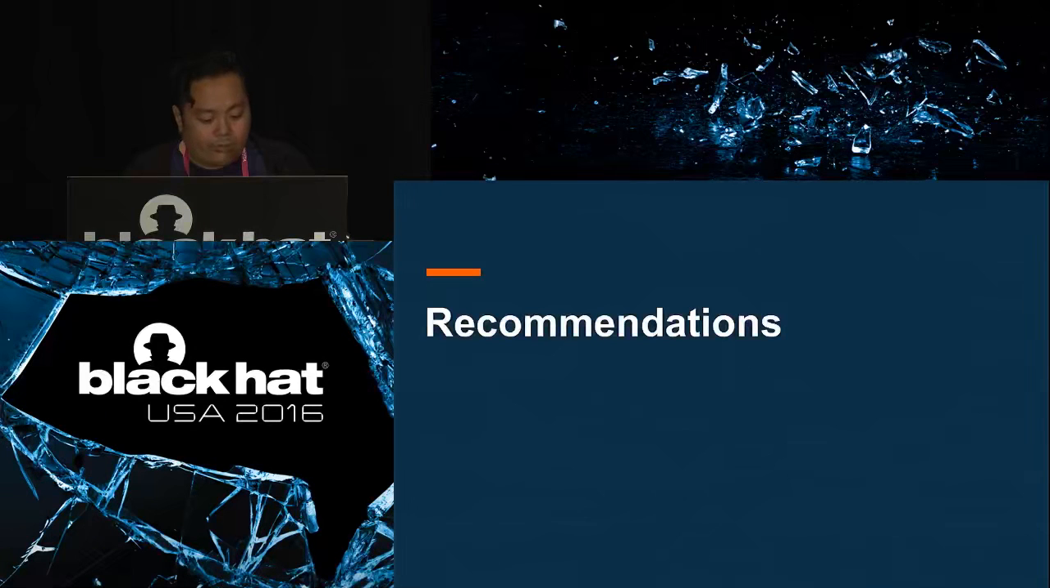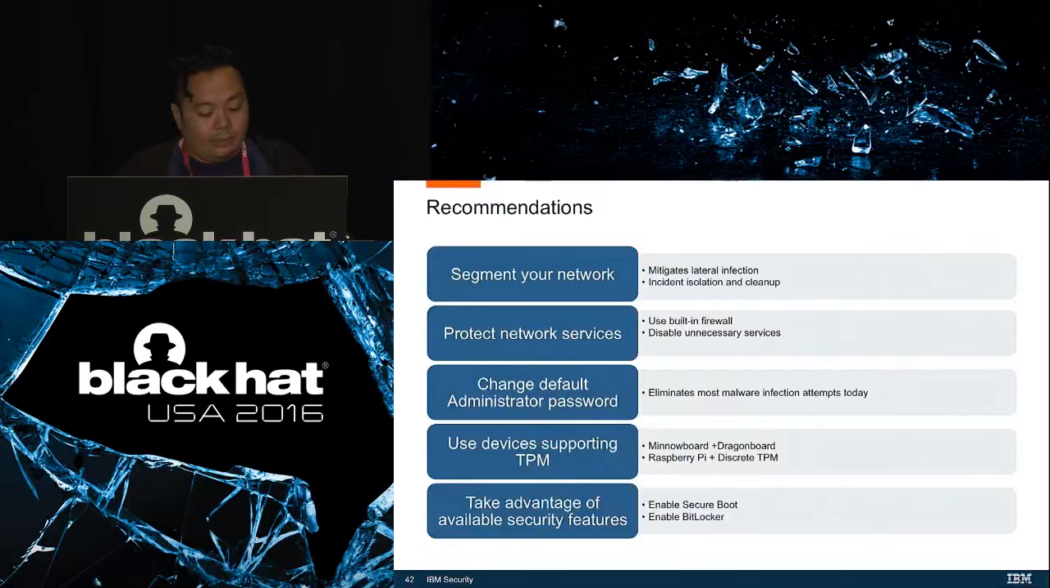So, recommendations. We have gone through how Windows 10 IoT operates, and now let's summarize the various ways we can minimize the risk against these devices. First, segment your network. Segregating your IoT devices from your traditional computing devices, such as laptops, is highly recommended. Also, protect your network services. Use the built-in firewall in Windows 10 IoT, and don't disable the services that you don't use. Also, obviously, you have to change the default administration password. You can pretty much eliminate the low-hanging malware infections on IoT devices by doing that.